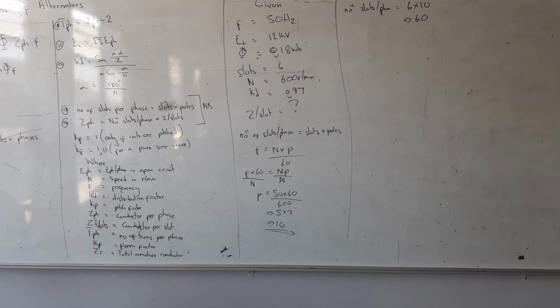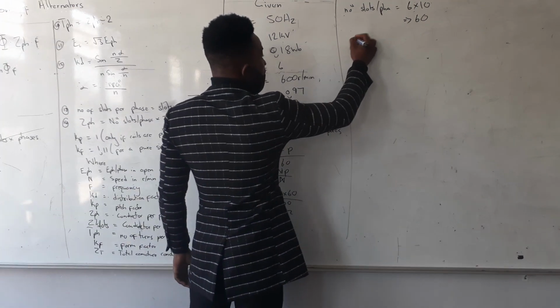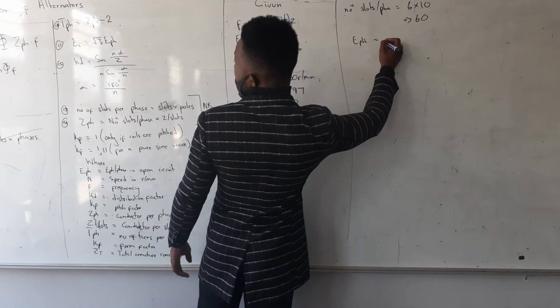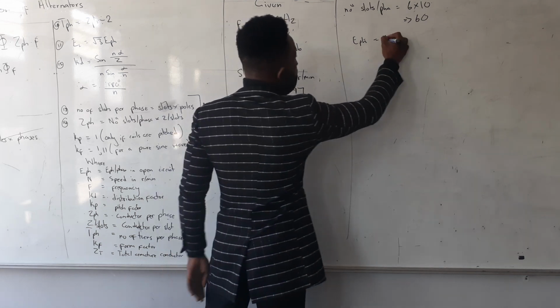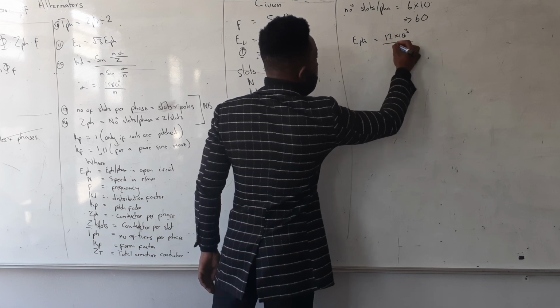Since you see that you are given E line, I can change my E line to be E phase and then use it. I also see that I'm given the flux and the frequency, so I can also use this formula. Firstly you have to change your E line to E phase. E phase is E line divided by root 3. My E line is 12 times 10 to the power 3, divided by root 3.